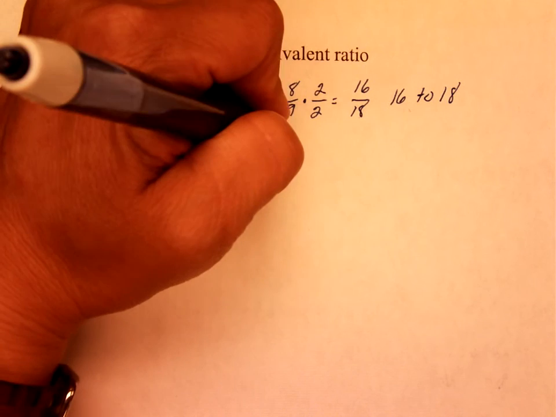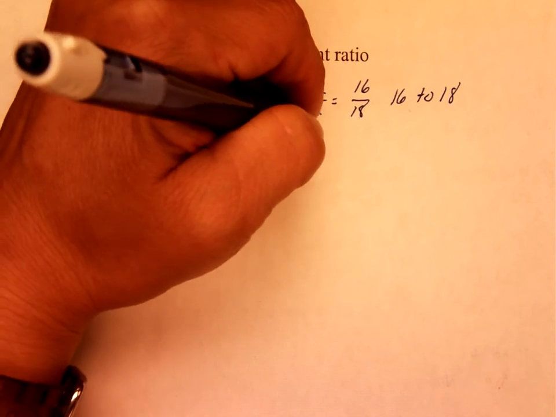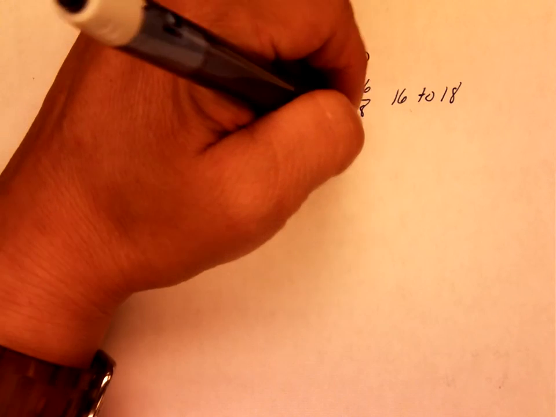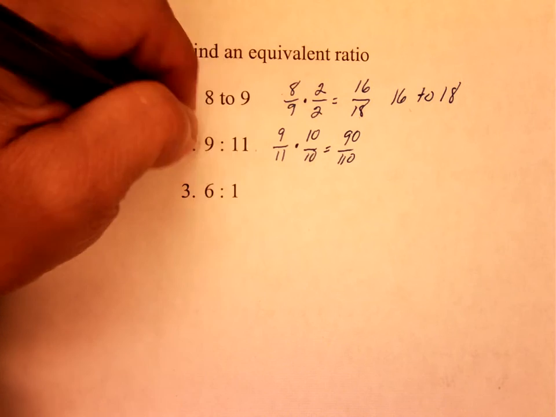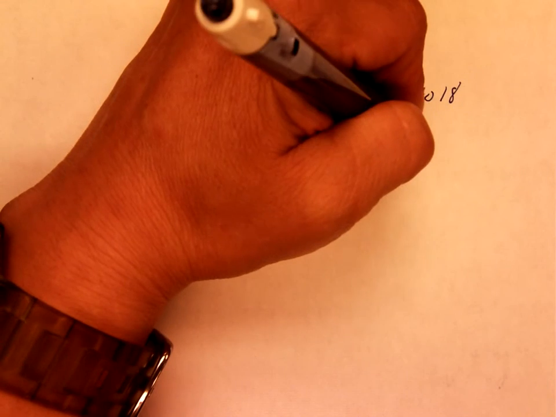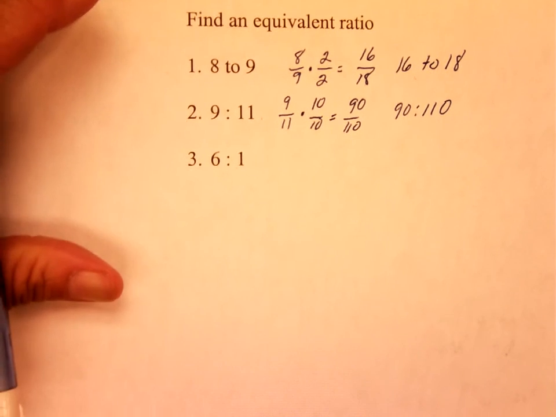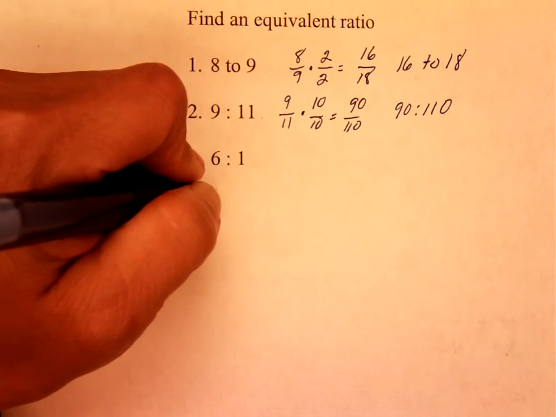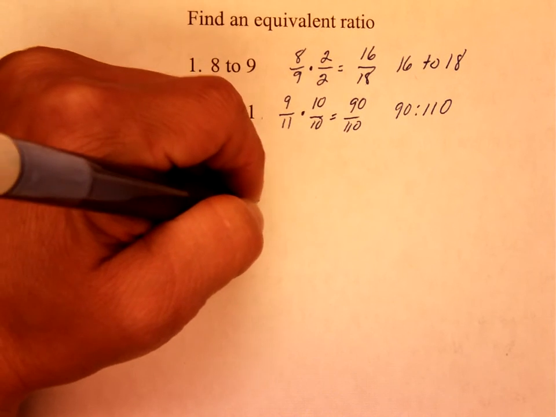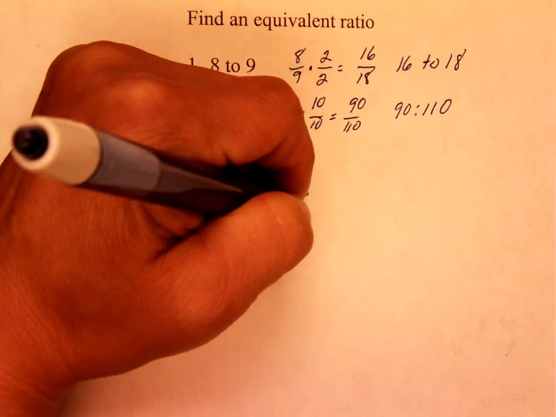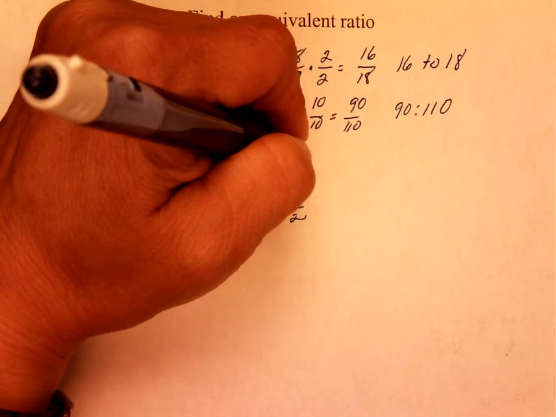For 9:11, we really use 9 over 11. Tell me what you're multiplying by. I'm going to say 10, which is 90 over 110. So then I'd have to rewrite it the original way, so it'd be 90:110. Okay, number 3 is 6 over 1. Tell me what you're going to multiply by, so I'm going to just multiply by 2, so it'll be 12 over 2. So then we have to rewrite it the original way. It would be 12:2.